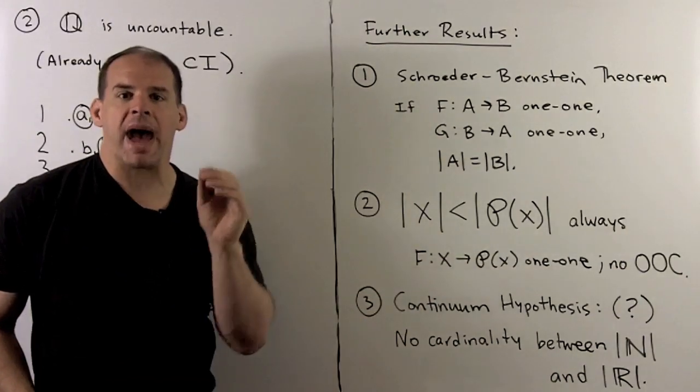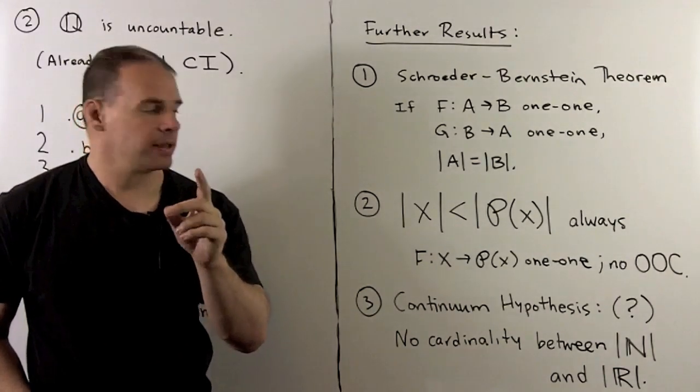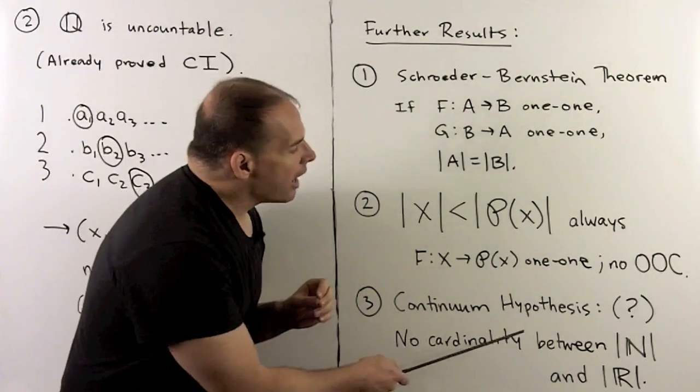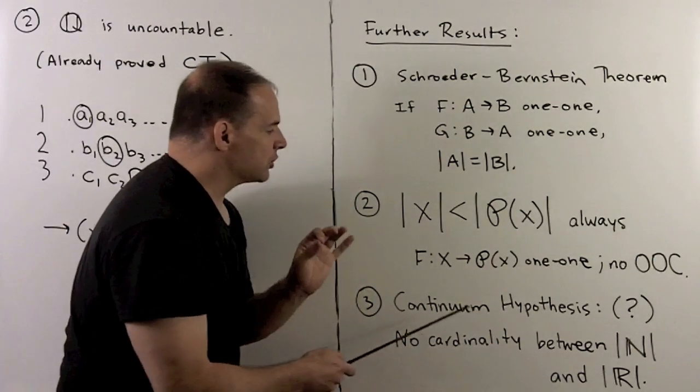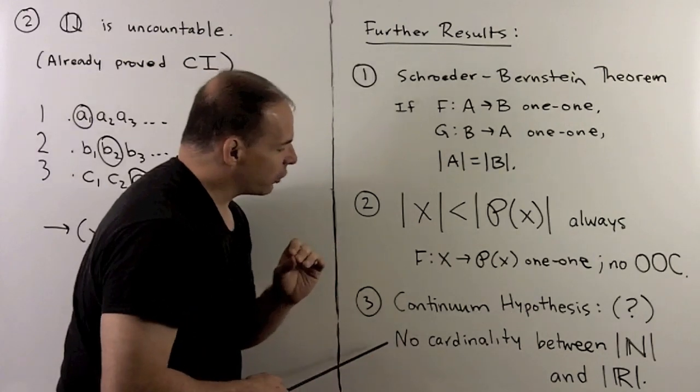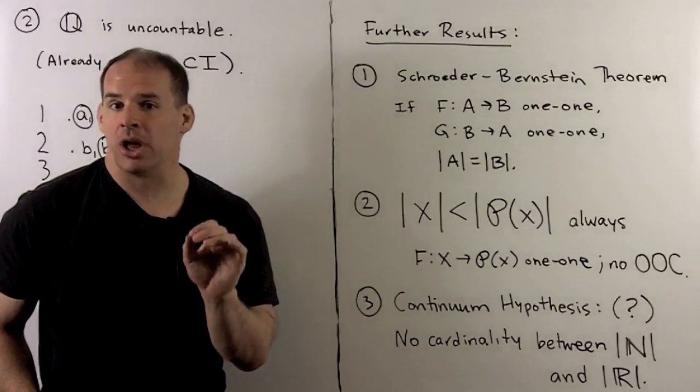If we take a step back, we have the Continuum Hypothesis. What this asks is, are there any cardinalities between that of the natural numbers and the real numbers? And so the hypothesis is that there are none. This leads to some interesting results in logic.